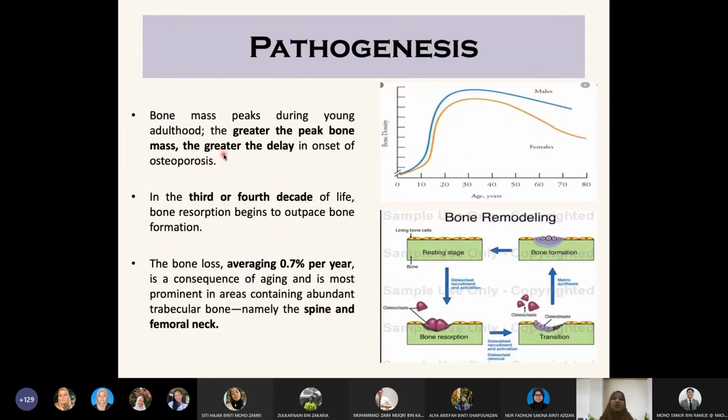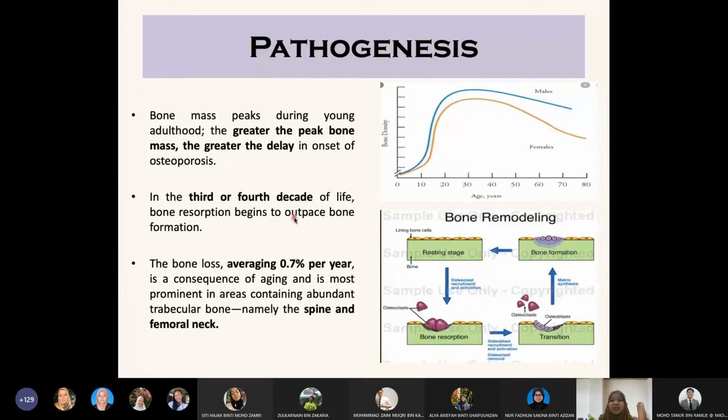Now let's move on to the pathogenesis of osteoporosis. Before I tell you about the pathogenesis, you have to know what happens in our normal body. The bone mass will peak until we reach the third and fourth decade of life. You are at the second decade of life, so you better make sure your diet is good and you have a good lifestyle so that you can have a peak bone mass. If you have a greater peak bone mass, it will delay the onset of osteoporosis.